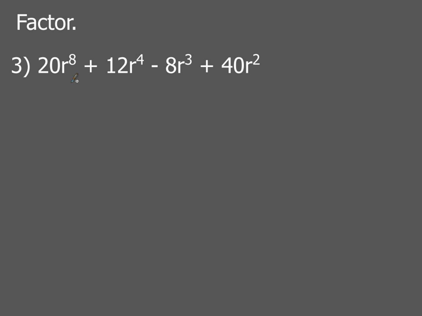Now the number that goes into all 4 of these terms, my greatest common factor of all 4 terms, of course, is 4. So I'm going to factor out 4, and then I'm just going to go ahead and write: 4 goes into 20 5 times, 4 goes into 12 3 times, 4 goes into minus 8 minus 2 times, and 4 goes into 40 10 times.